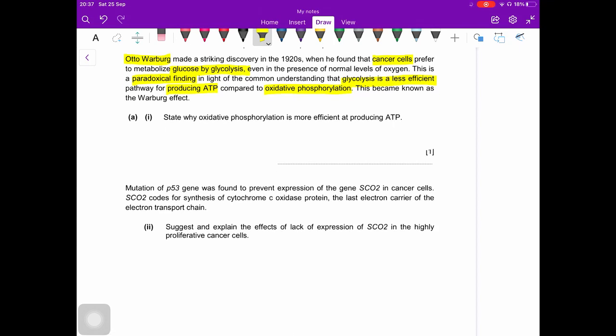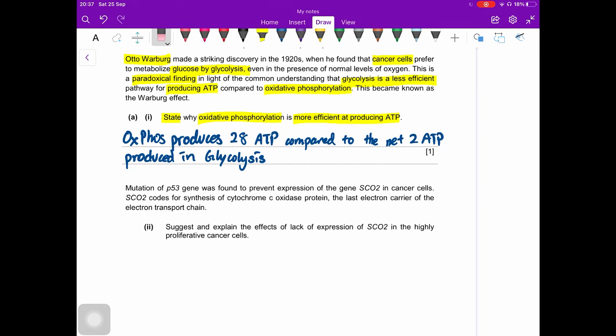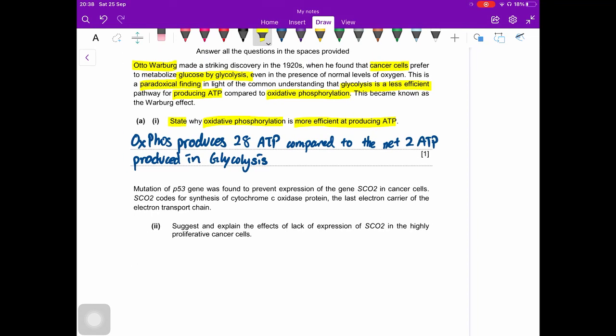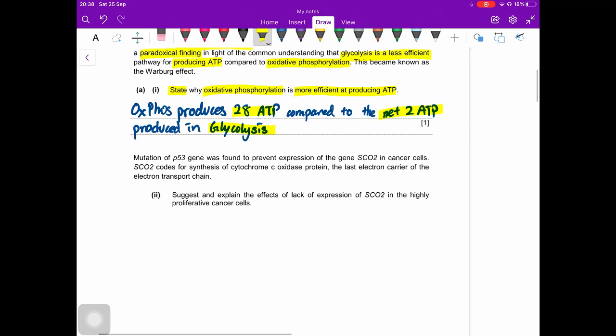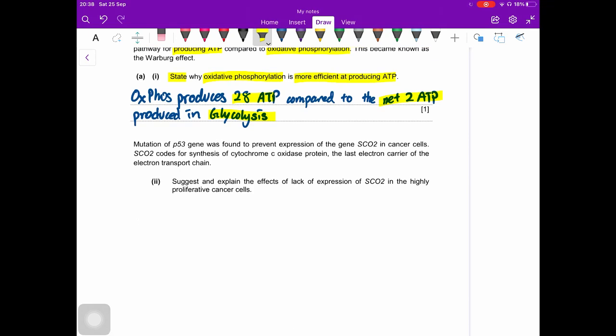So the first question, a very simple question: state why oxidative phosphorylation is more efficient at producing ATP than glycolysis. It's a one-mark question, it's just stating facts. Oxidative phosphorylation produces 20 ATP molecules, while glycolysis only produces net 2 ATP. If you want to say glycolysis produces 4, it is also accepted. But it's net 2 because you have to remember the initial investment of 2 ATP at the start of glycolysis.